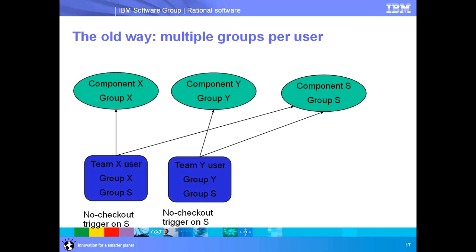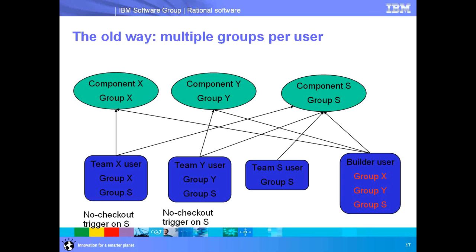Similarly, let's say there is another user who needs complete access on component Y and read only to component S. So you would add him to Group Y and Group S, both the groups, and also create an additional trigger. And let's say there is one user who needs complete access on component S. So you will add him to Group S. So he will get all the access on the component S.